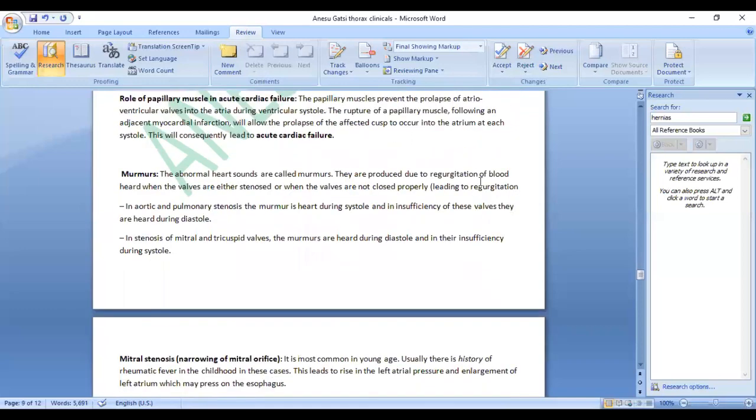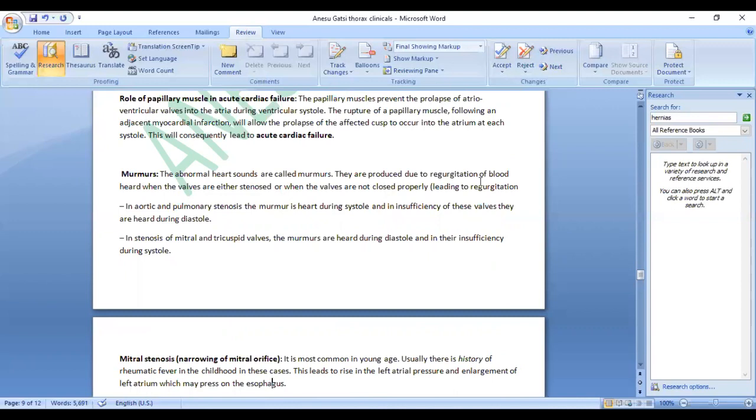Then there are what are known as murmurs and bruits. Murmurs are abnormal heart sounds, and bruits are abnormal sounds that are heard over the large vessels. These murmurs are produced due to regurgitation of blood when the valves are either stenosed or not working properly, leading to regurgitation. So you may need to understand during which phases of contraction or relaxation you hear the sounds best.